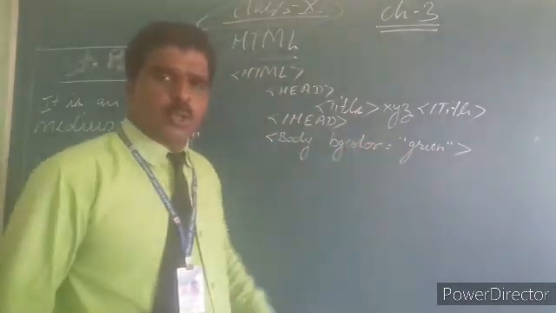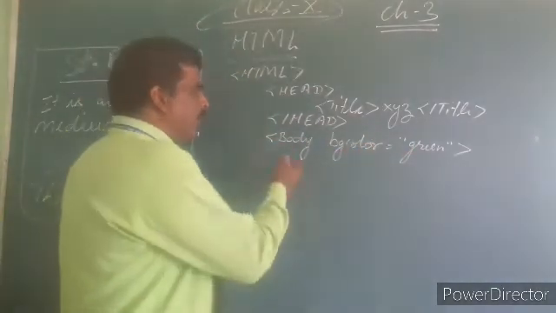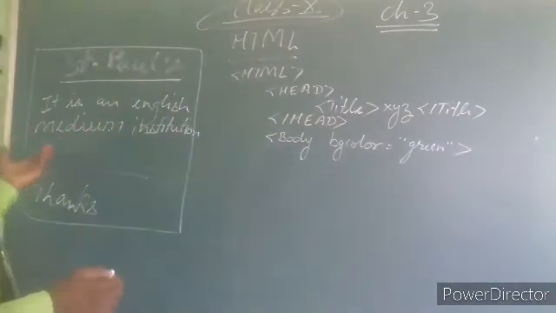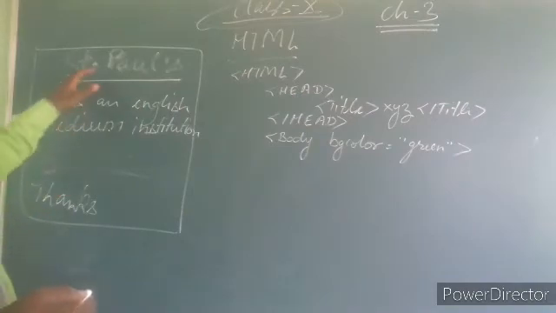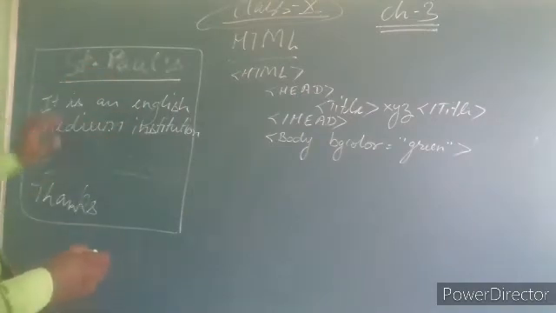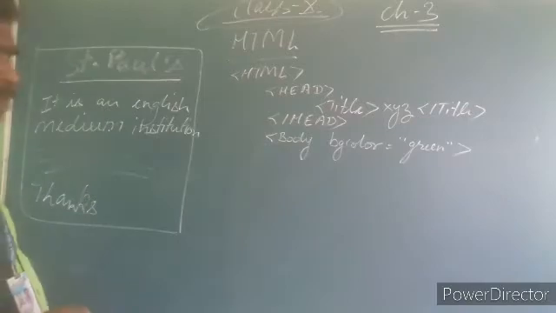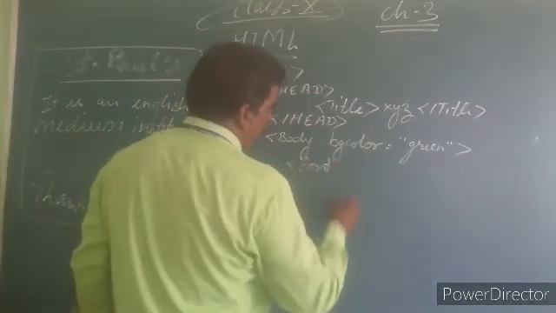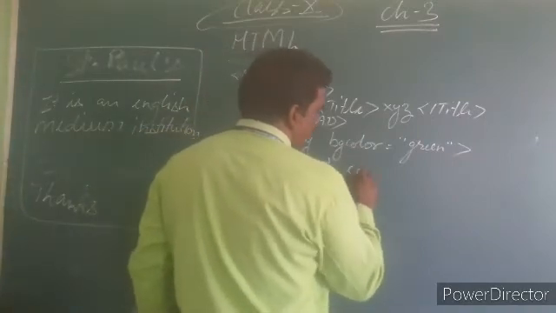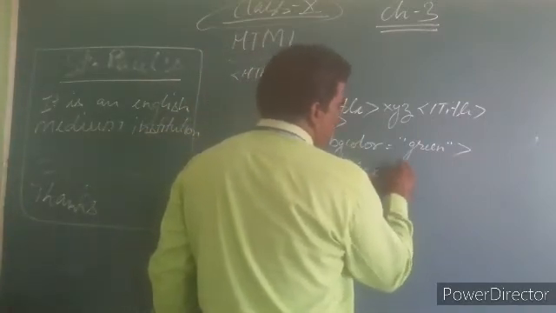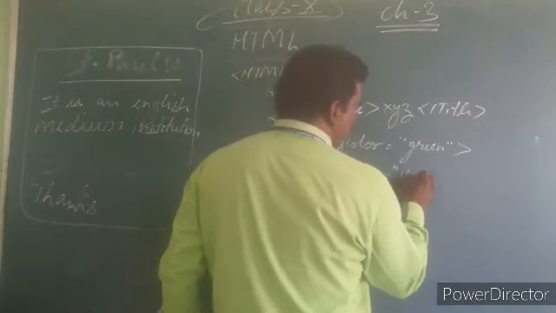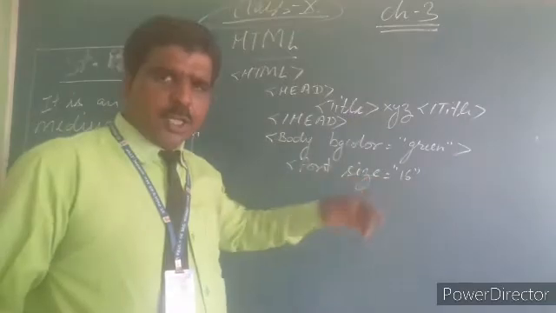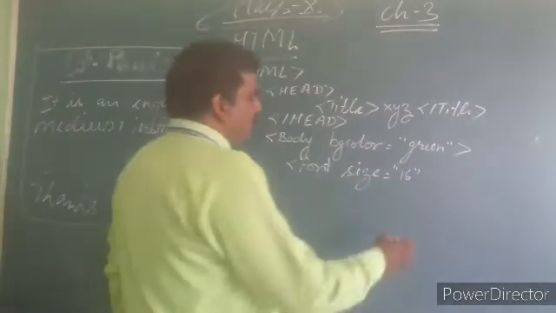Body BG color equals to green. After that, we have to think, what is the point? Actually, the point is that for writing this, we have to use another tag that is called font. Font size equals to what size you want to take, you can give. So, in your question, 16 was there.